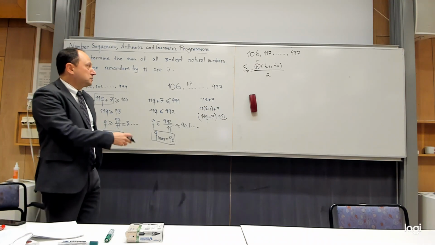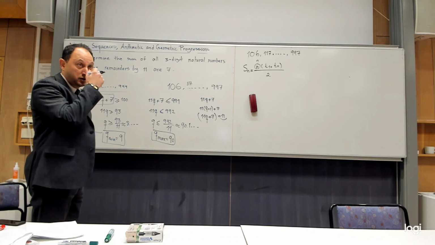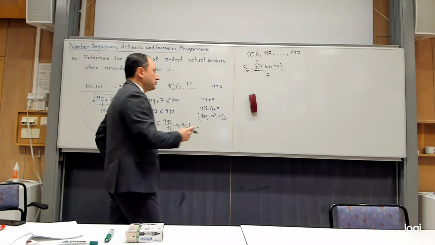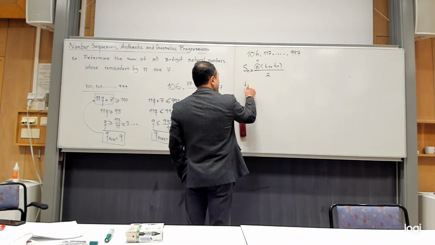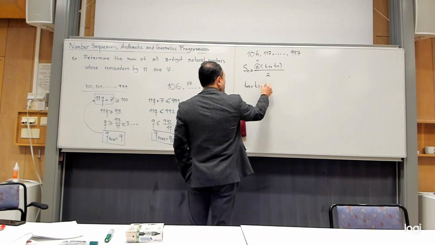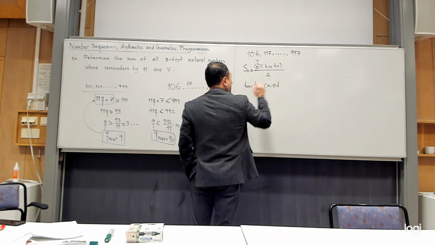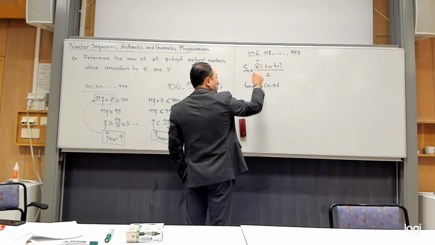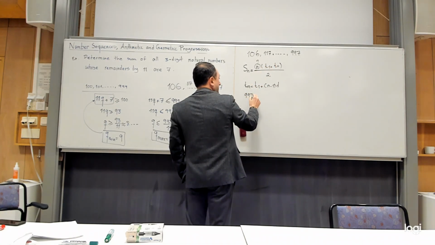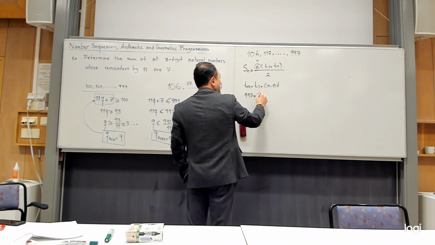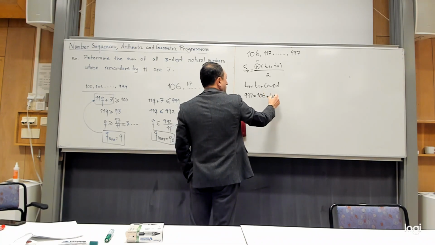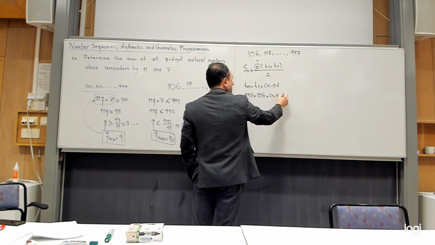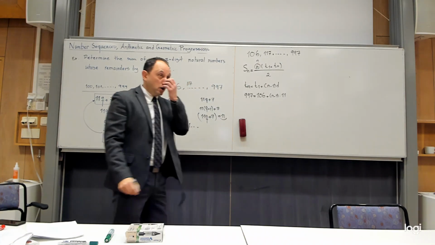In general, it might not be hard to guess here, but in general, if you want to find n, you have to use this formula: the last term is equal to the first term plus n minus 1 times d. The last term I know is 997. The first term I know is 106. n I don't know, but d I know is 11. Then I have to solve this and find n.